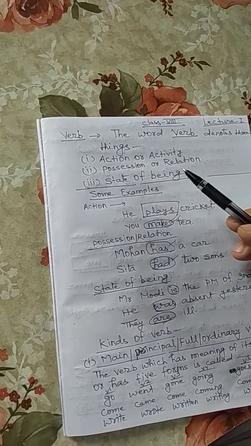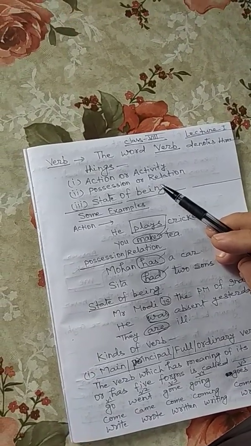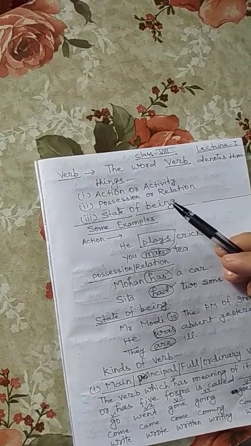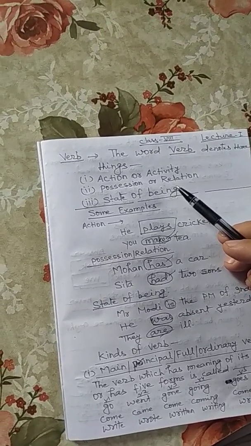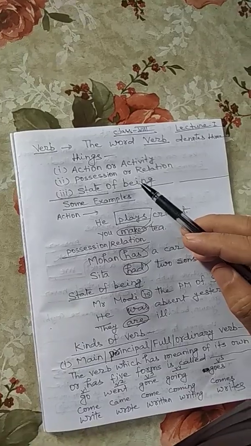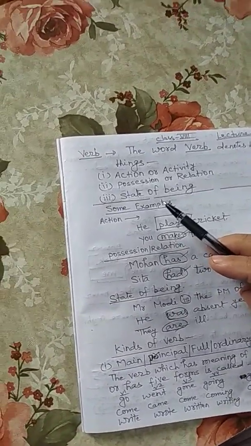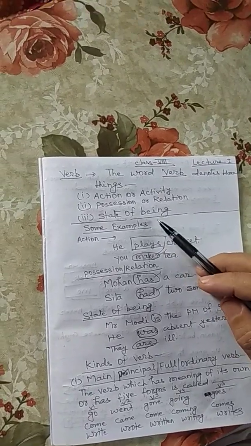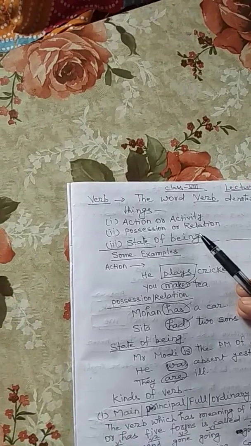So first of all, we should know what a verb is. The word verb denotes three things. First one, action or activity. Second one, possession or relation. And third one, state of being. One by one, we will discuss them.